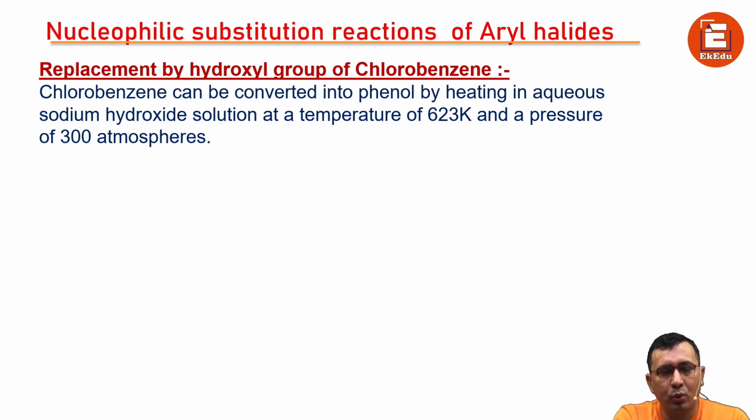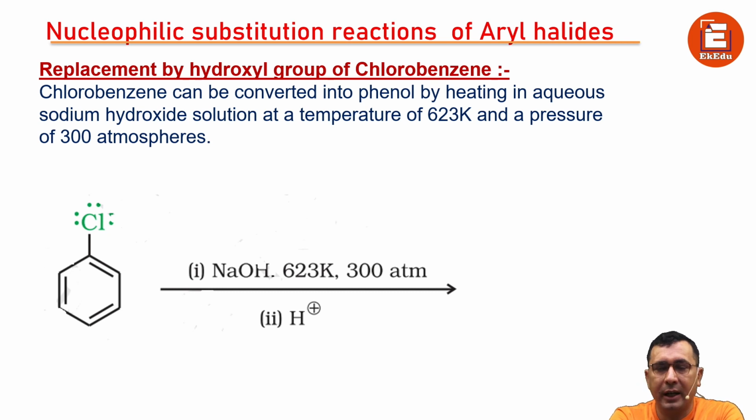Now let us discuss another reaction of the halobenzenes. That is the replacement of chlorine by the hydroxyl group in chlorobenzene. We know that it is not easy to replace the chlorine atom attached to the benzene, but it is possible. When chlorobenzene reacts with NaOH, it is possible at a very high temperature and very high pressure. You can see the reaction. Chlorobenzene at 623 Kelvin and 300 atmosphere, followed by acidification, gives the product phenol.